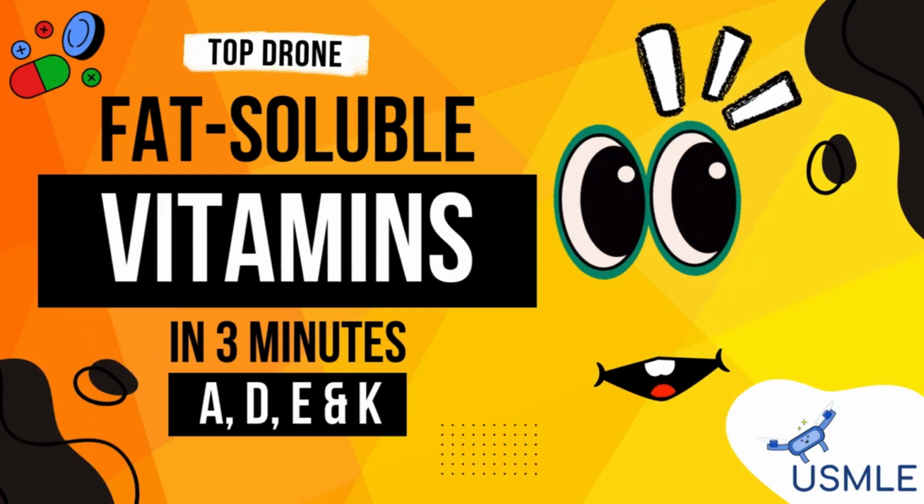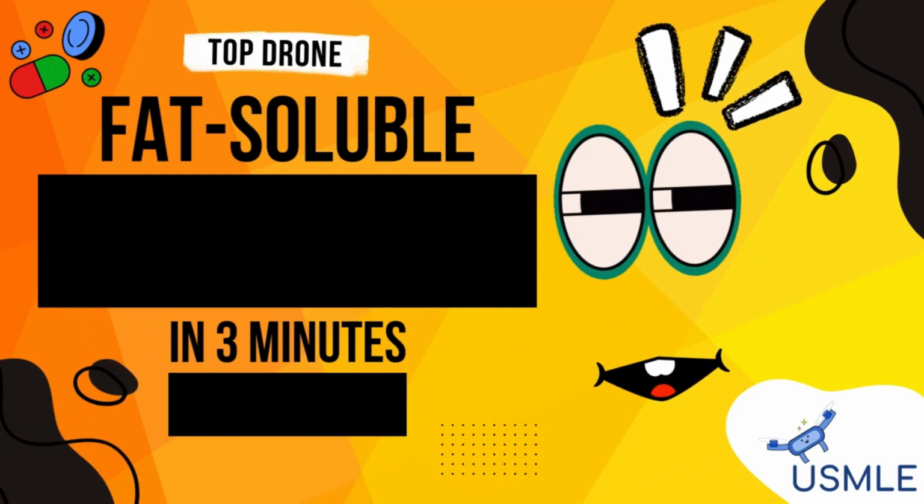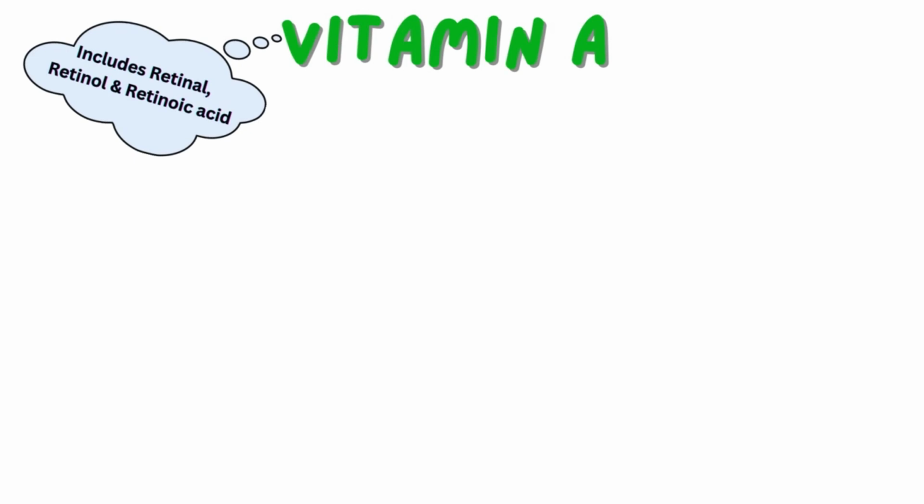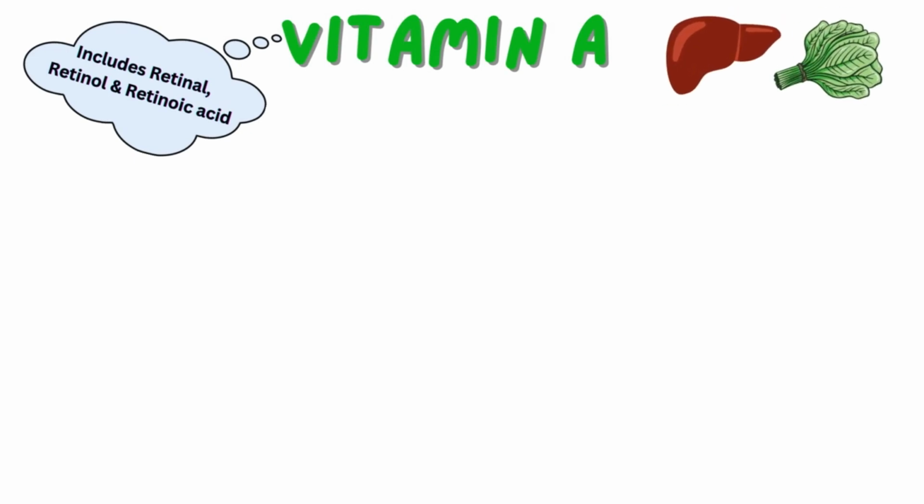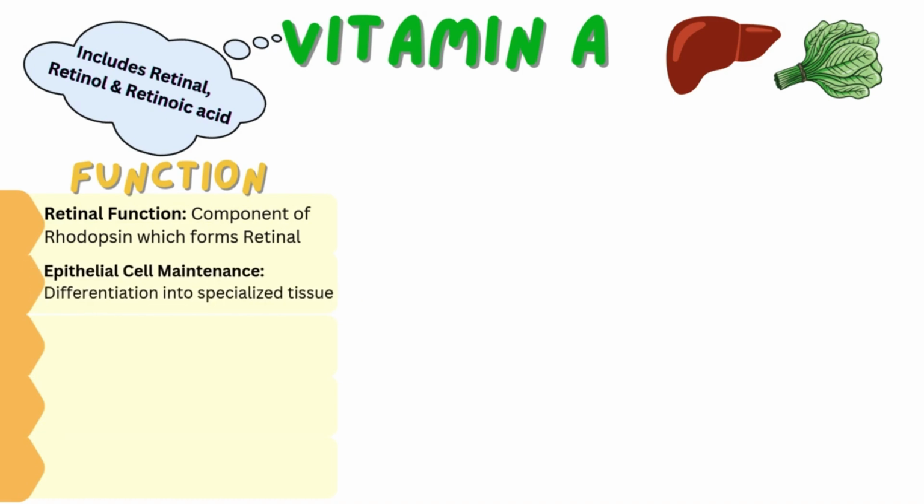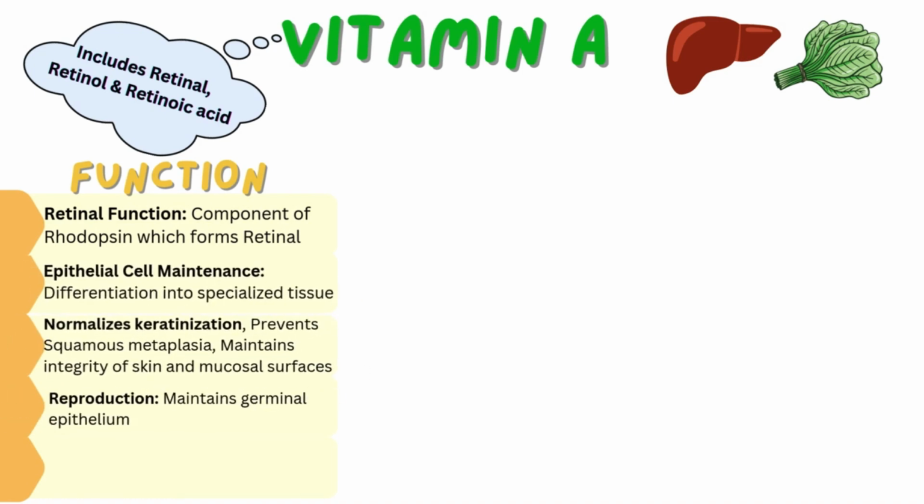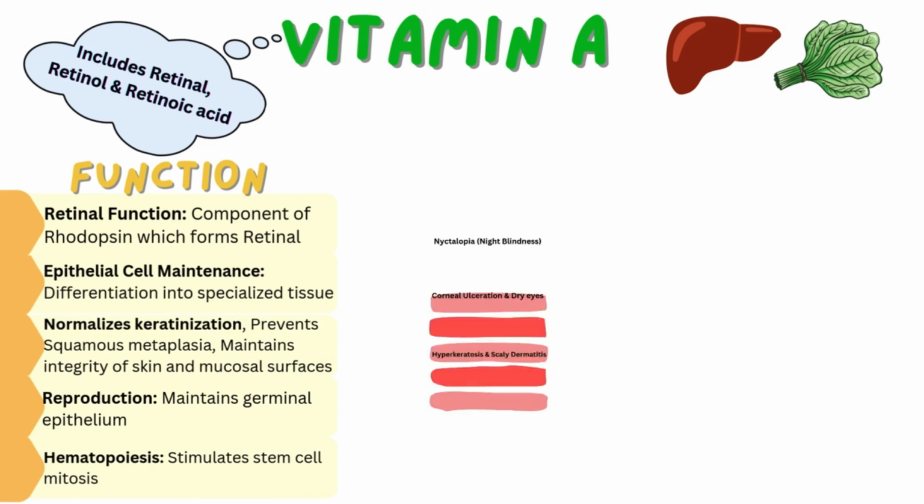Let's study fat-soluble vitamins in 3 minutes. Vitamin A includes retinol, retinal, and retinoic acid, which is found in the liver and green leafy vegetables. It is a component of the retinal pigment rhodopsin, which is involved in epithelial cell maintenance, normalizes keratinization, maintains germinal epithelium, and plays a role in hematopoiesis.